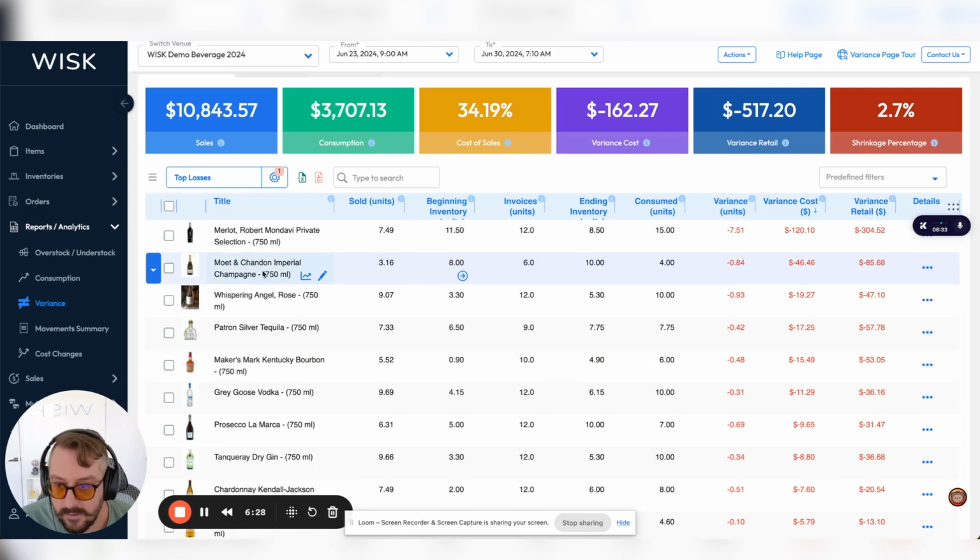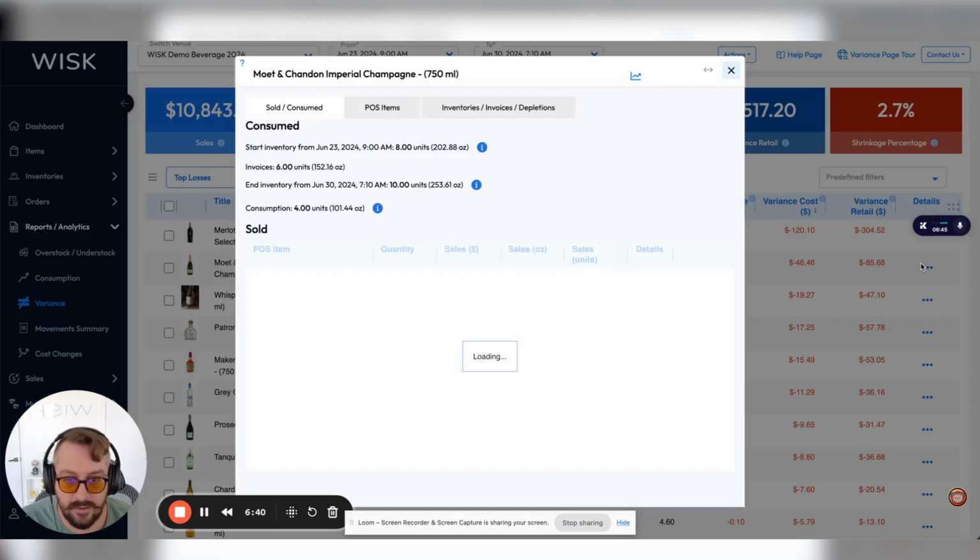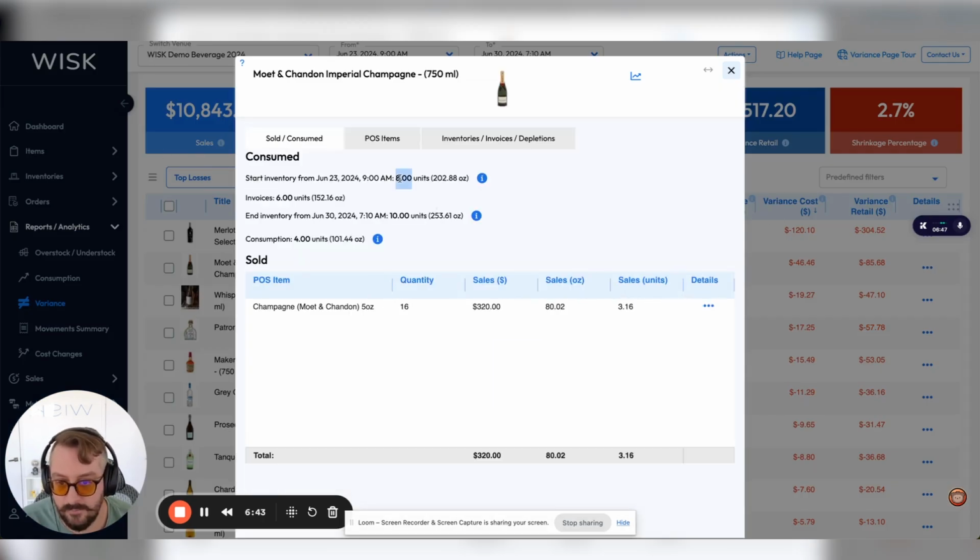Let's take another one. This champagne, 3.16 bottles sold, but 4 consumed. So you're off by 84% of a bottle. That's $46 cost, $85 retail. Okay, but I'm curious, how did they calculate this? Well, let's see. On the consumption side, you had 8 bottles, you received 6, so that means you had 14, and you ended off with 10. Great, so you consumed 4. On the sales side, apparently, you sold 16 champagne 5-ounce glasses, which equals 3.16 units. So we're comparing this with this, and that's where you get your variance.